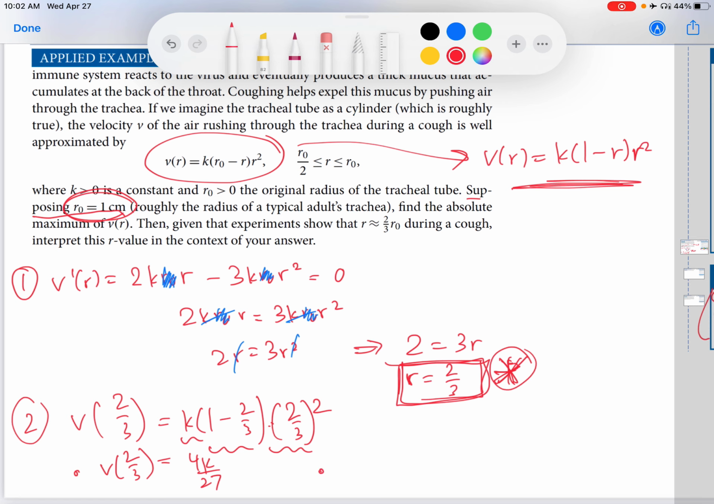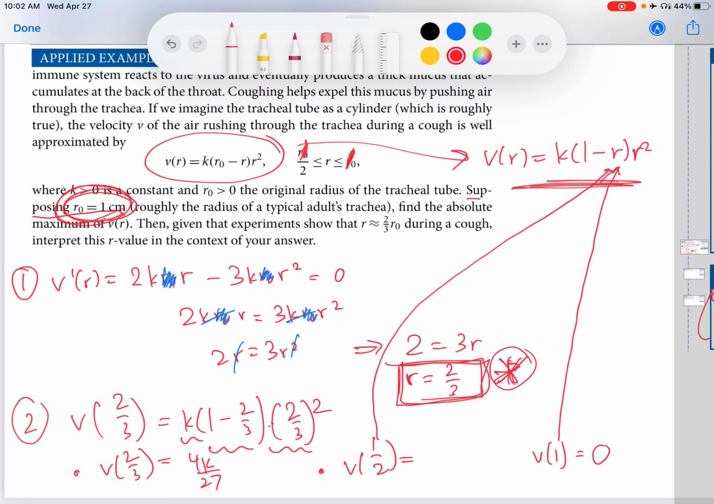So now let's compare that to the y value associated with the endpoints. So remember the endpoints were 1/2 and 1 because r sub 0 is 1. So v of 1/2 and v of 1, we're going to calculate those. The easiest one is v of 1 because if I substitute r equals 1 in here, that term is 0. Okay, so v of 1 is 0. V of 1/2, if I put 1/2 in here, then I get 1 minus 1/2, that's 1/2, times 1/2 squared, that's 1/4, half times 1/4, that's 1/8, times k, so that's k over 8.